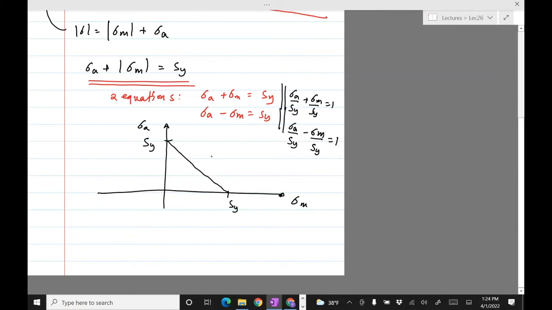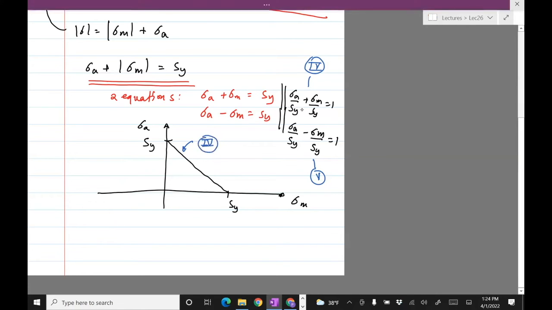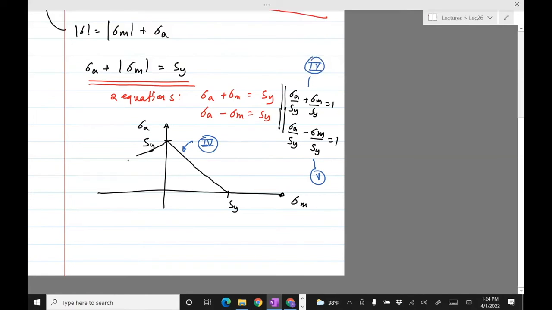And so this will be in the tension region. So sigma M is positive. Call this 4. Call this 5. So this is going to be equation number 4, because sigma M is positive. And then we'll have a similar equation for the negative side, Sy, so this will be equation 5.